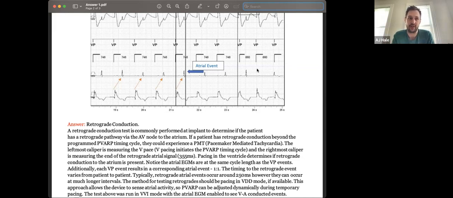Yeah. So all these devices have a PMT detection rate, a rate at which you're going to look for PMT. If they have really long sense-state V delays and really long PVARPs, then your PMT will probably be below the PMT detection rate, which means you could have patients with undetected PMT. That's why you may see patients with really good VA or AV conduction having a higher than normal V pace burden. It's because they're having PMT and we're pacing them.